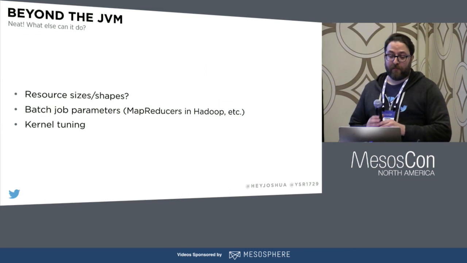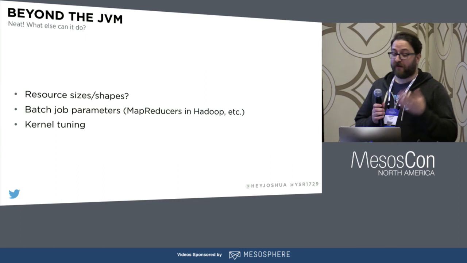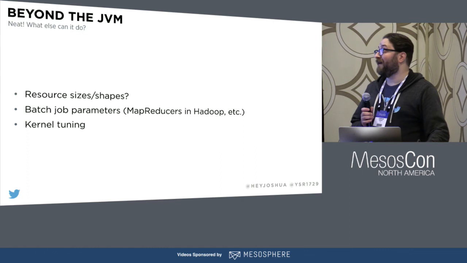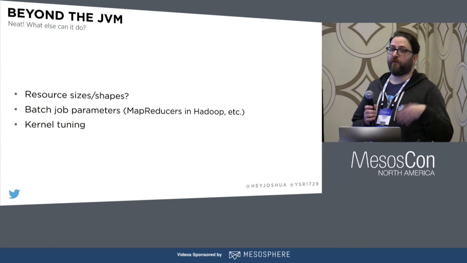So this is great for the JVM, but what can AutoTune do for us outside of the JVM? One area that I'm super excited to explore is automatically sizing Aurora instances. So instead of engineers having to figure out that I need 4 CPUs and 12 gigs of RAM, AutoTune will just figure it out for you.